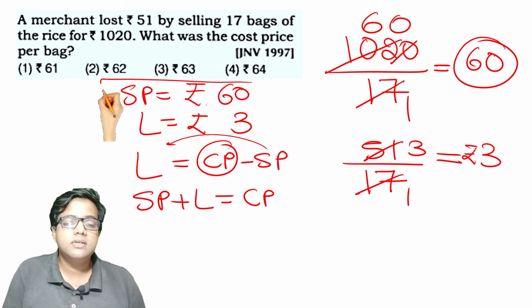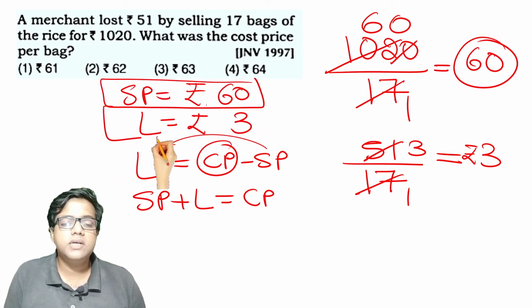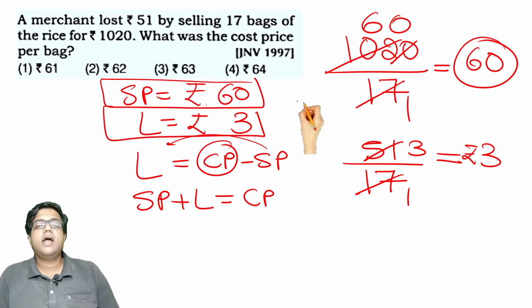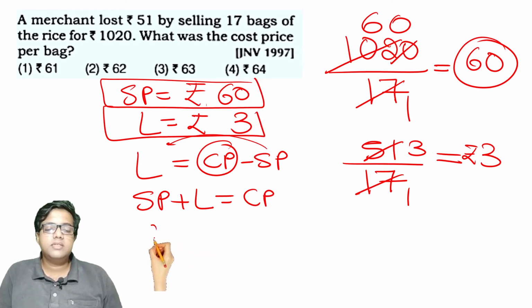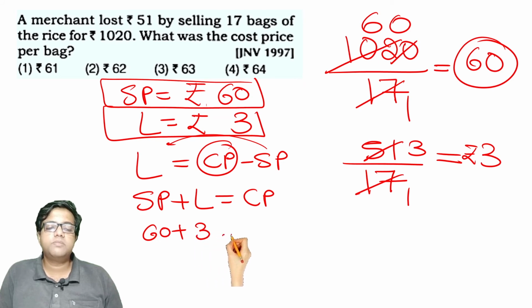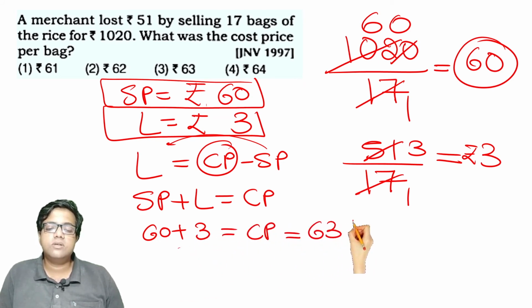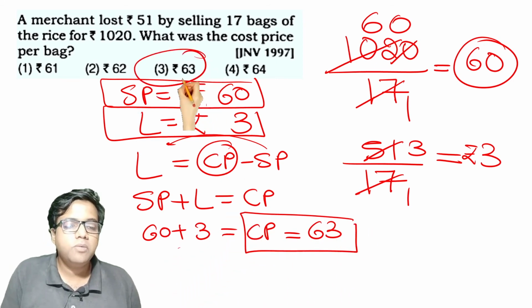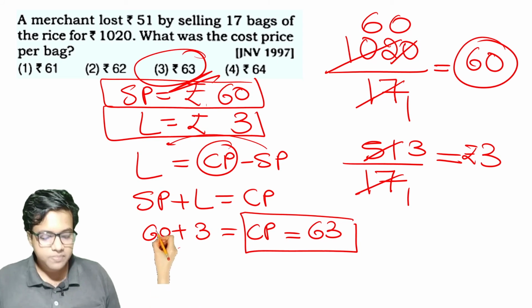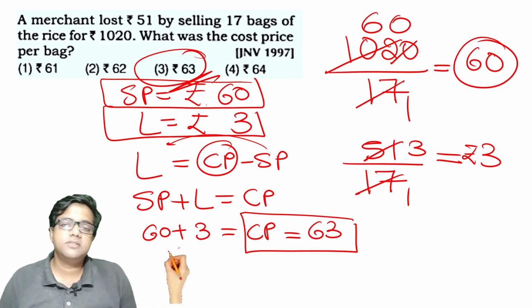Selling price is 60. Loss is 3 rupees per bag. So we need to add 60 plus 3, which will give you the cost price. 60 plus 3 is 63 rupees. The cost price of a bag is 63 rupees. Option 3 is the right answer for this question.